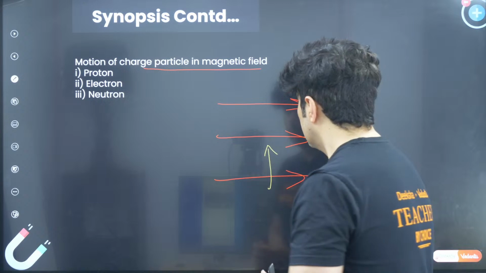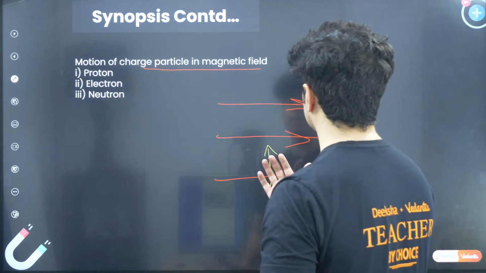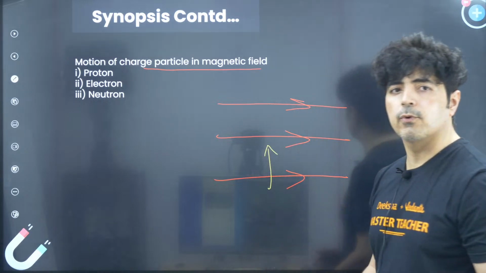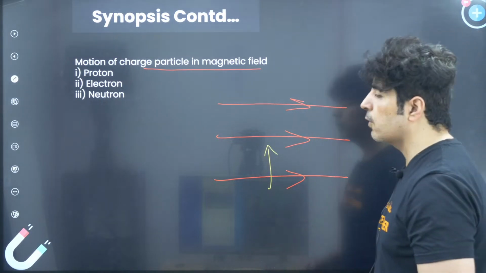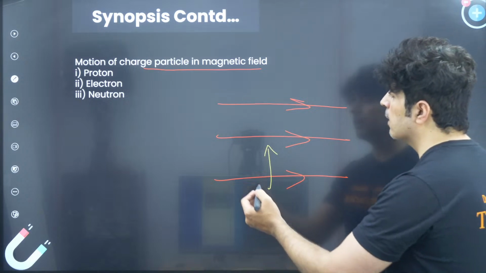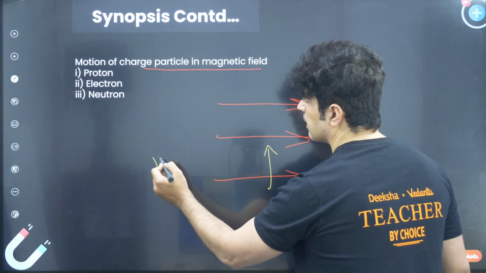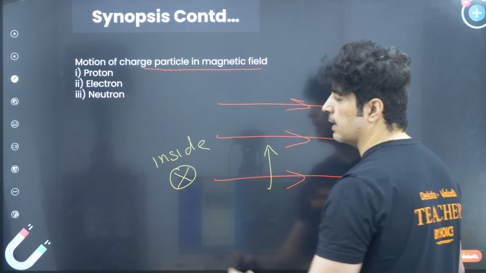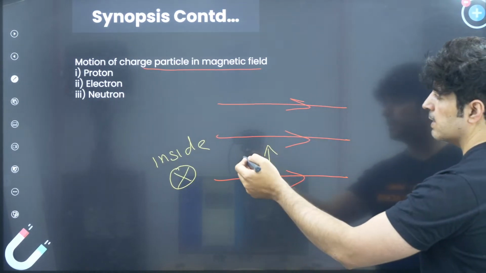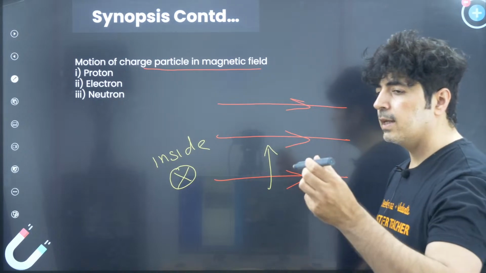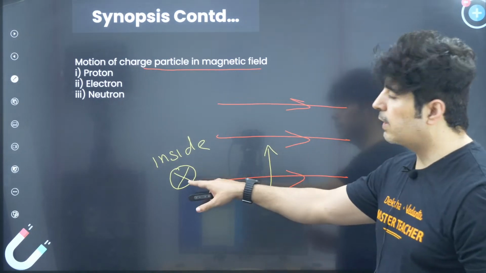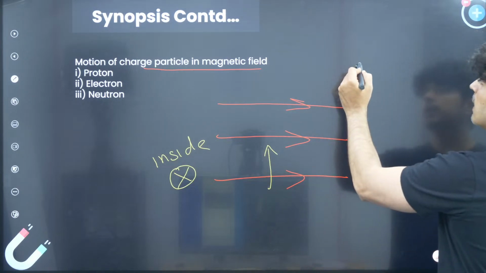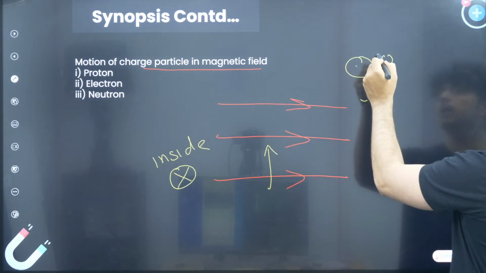So over here, where will be the direction of force in this case? In case of a proton, if you use your left hand, you will find the force will be inside. Inside force is shown as a cross, guys. When something is going inside the board, we show it as a cross. When something is coming out of the board, we show it as a dot. It means coming out.